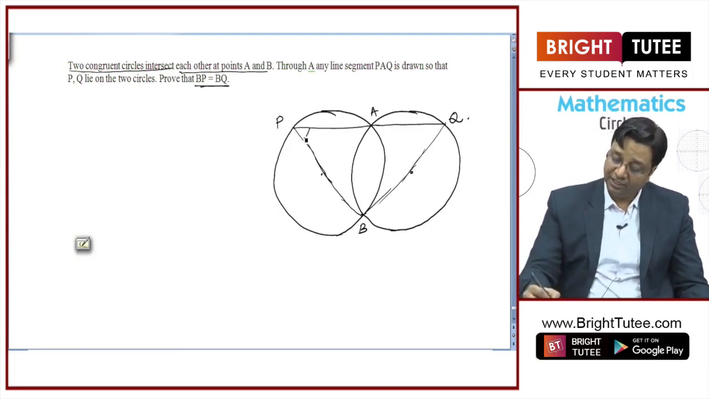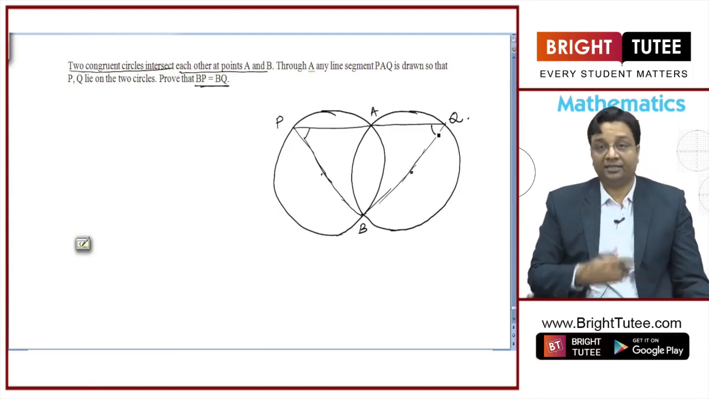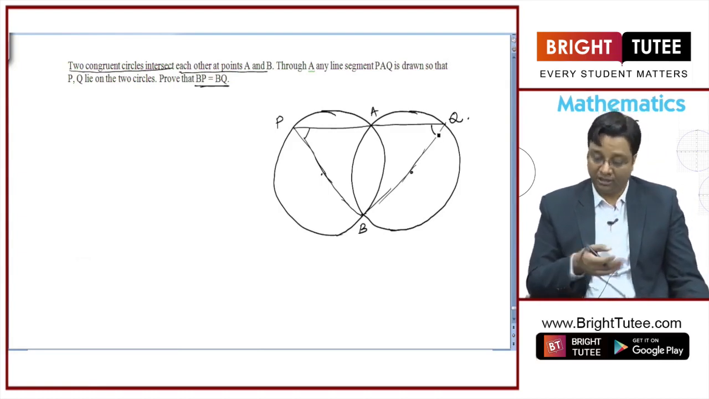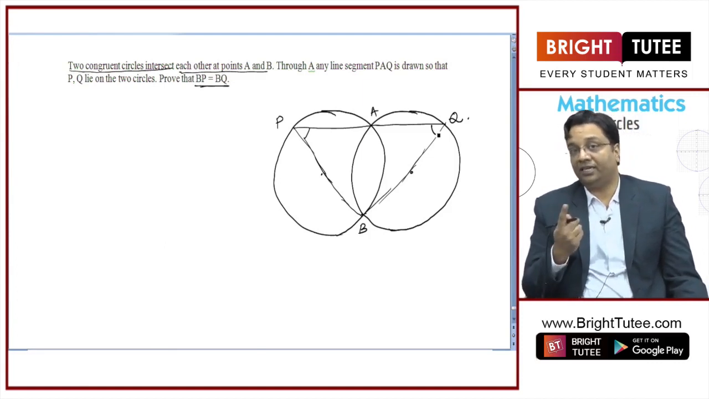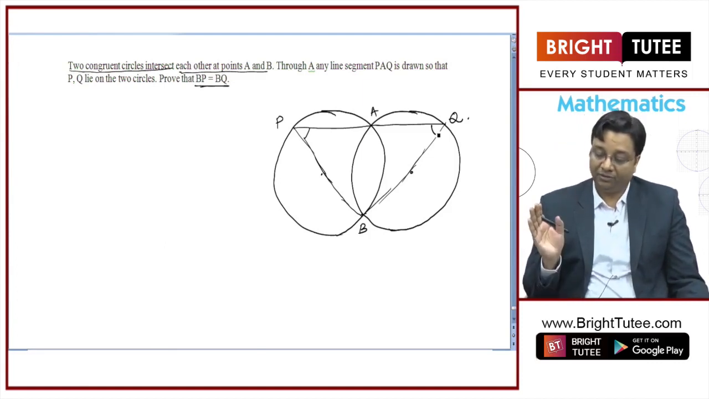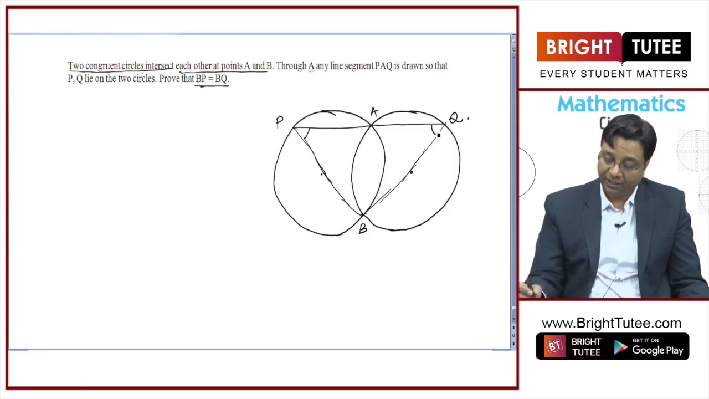So if I can prove that this angle is equal to this angle, I can say that triangle BPQ is isosceles, so the sides opposite equal angles are equal. So BP will be equal to BQ. Okay, now look at this. This is the common chord.